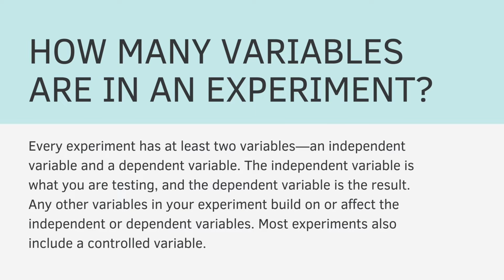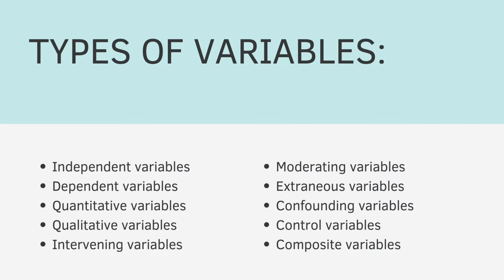How many variables are in an experiment? Every experiment has at least two variables, an independent variable and a dependent variable. The independent variable is what you are testing, and the dependent variable is the result. Any other variables in your experiment build on or affect the independent or dependent variables. Most experiments also include a controlled variable. You can usually identify the type of variable you're working with by asking two questions: what type of data does the variable contain, and what part of the experiment does the variable represent?